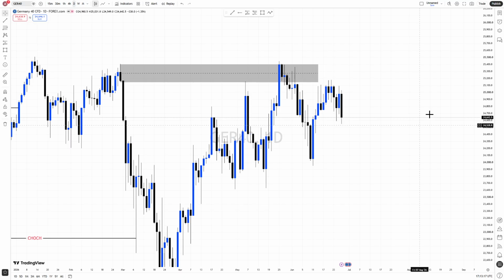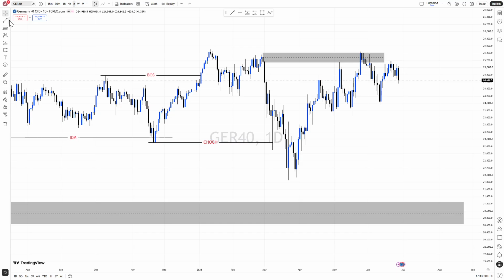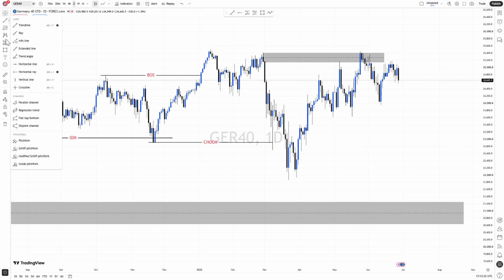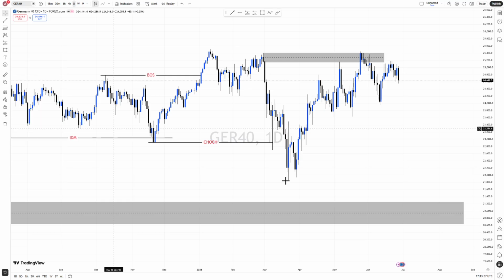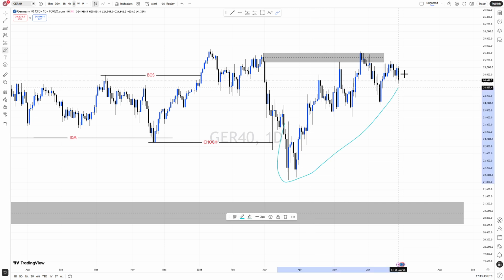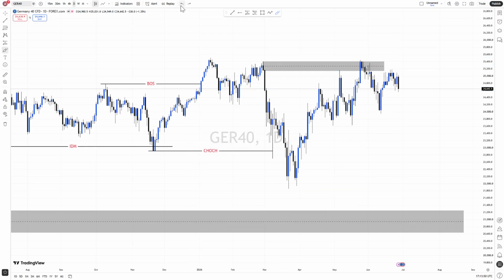Now, have a look at this. When we had this change of character, what we need to look at is this pullback. Let me show you the actual pullback I'm talking about. This is the actual pullback I'm talking about. This pullback from when we had that change of character, the entire pullback, we need to concentrate on it before the market mitigates what? Our supply zone, right?